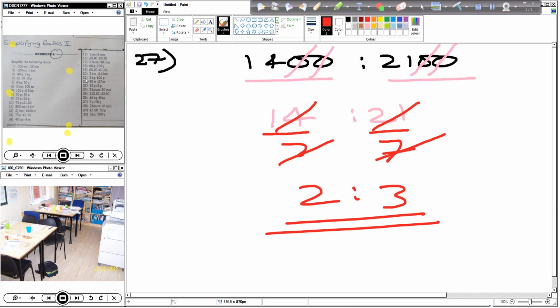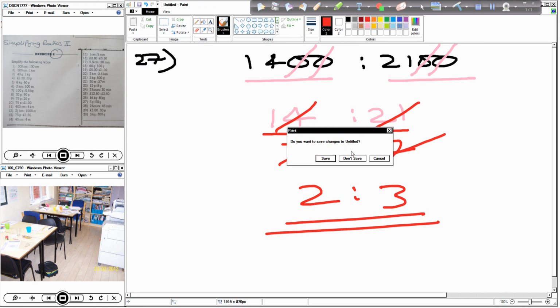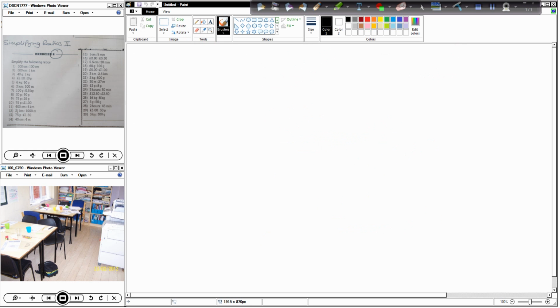Okay, in the next exercise, we're doing the same thing, but here we have mixed units. So this is like taking the ratios to the next level.